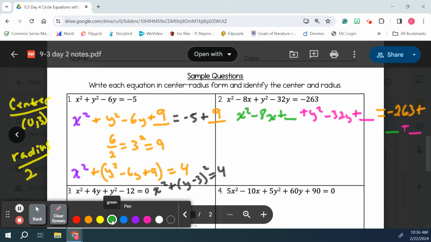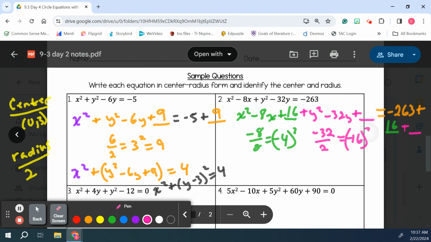All right, let's take a peek at this. So now we have negative 8 divided by 2, which leaves us with negative 4. I square that. That leaves me with 16. So I put 16 on both sides. For the y part, I have negative 32 divided by 2, which leaves me with negative 16. I square that. That leaves me with 256. Is everybody with me so far?